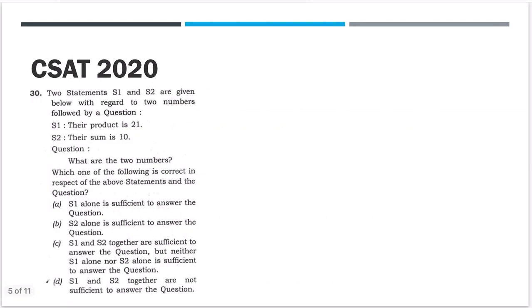Now moving on. This is another statement question, a question of data sufficiency. Data sufficiency means, suppose I want to ask you whether India, Pakistan and Sri Lanka are neighbors. Are India, Pakistan, Sri Lanka neighbors?